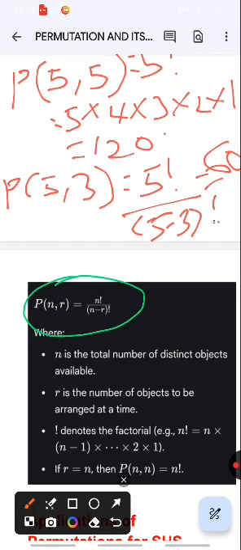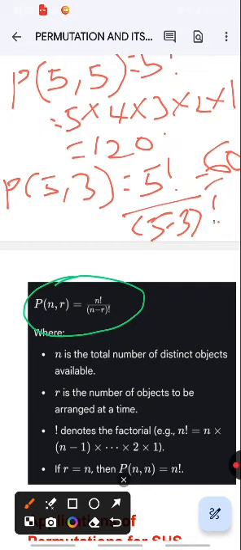N is the total number of distinct objects available. R is the number of objects to be arranged or taken at a time.